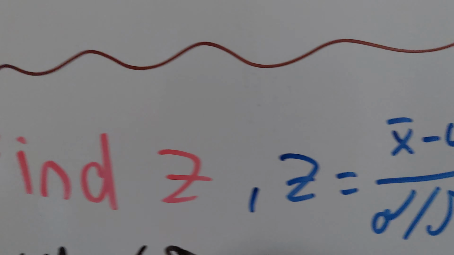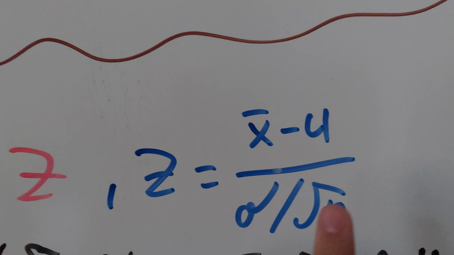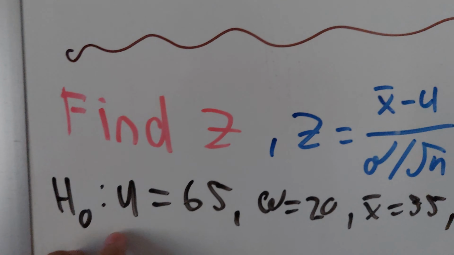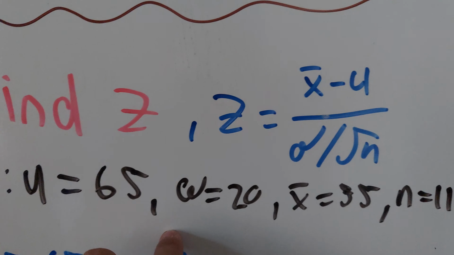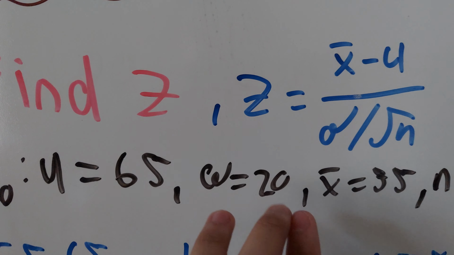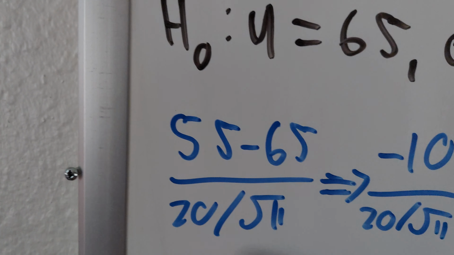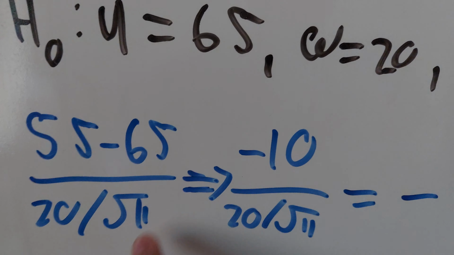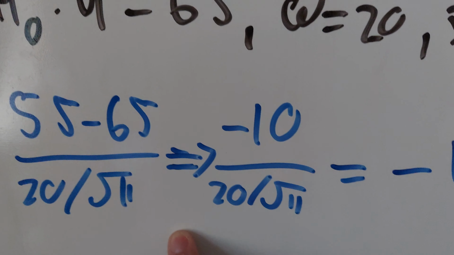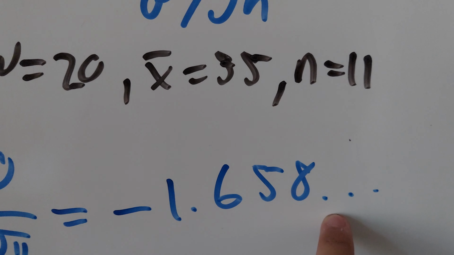To find Z, we use Z equals the sample mean minus mu, divided by the standard deviation divided by the square root of the sample size. Here's what we know: mu is equal to 65, standard deviation is 20, sample mean is 55, and n is equal to 11. Putting everything in its place, it's 55 minus 65 divided by 20 divided by the square root of 11. The top part is negative 10, so negative 10 divided by 20 over the square root of 11 equals negative 1.658 with more digits behind it.